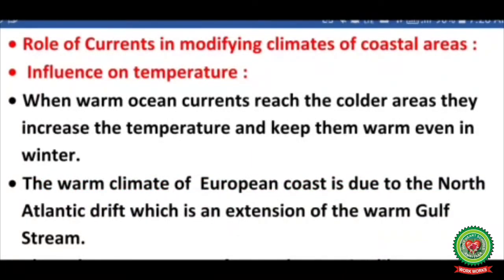Now we will wind up the chapter with the role of currents in modifying the climates of coastal areas. First is influence on the temperature. When warm ocean currents reach colder areas, they increase the temperature and keep them warm even in winter. The warm climate of the European coast is due to the North Atlantic Drift, which is an extension of the warm Gulf Stream. This we have discussed in detail.